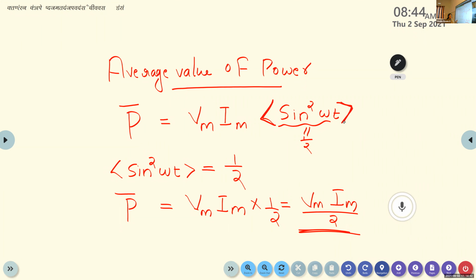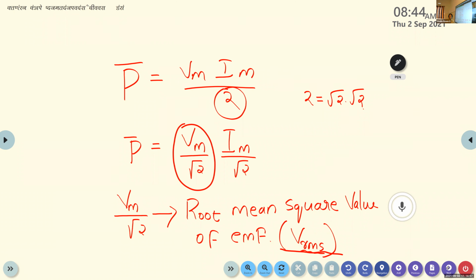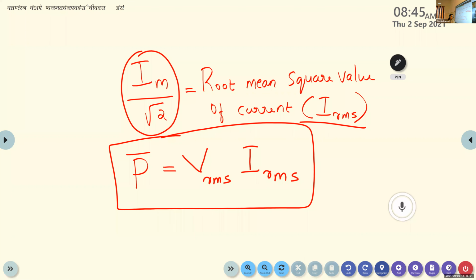So when we substitute that value, the average value of power becomes P bar is equal to Vm Im into half, or Vm Im divided by 2. Then we split this term into two: Vm by root 2 into Im by root 2. In physics, Vm by root 2 means the root mean square value of EMF, represented by Vrms, and Im by root 2 indicates the root mean square value of current, represented by Irms.